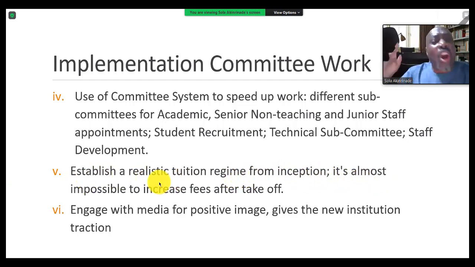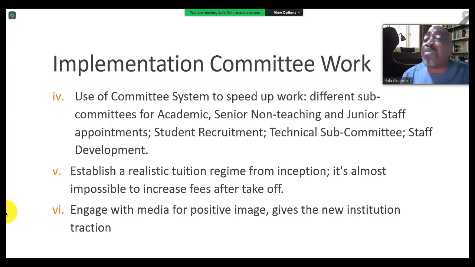It's almost always impossible to increase fees after takeoff. Indeed, there will be pressure, but once you start, you stabilize. So be sure that your fees are realistic. Don't do Father Christmas tuition for a university system. It's not going to work.